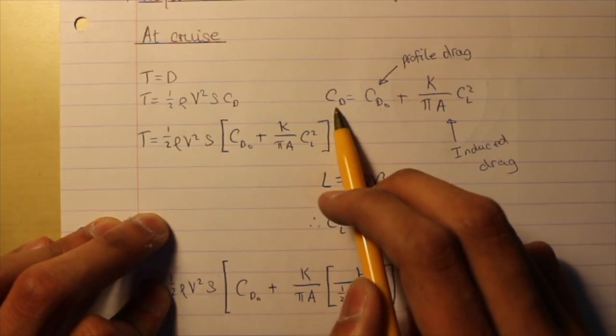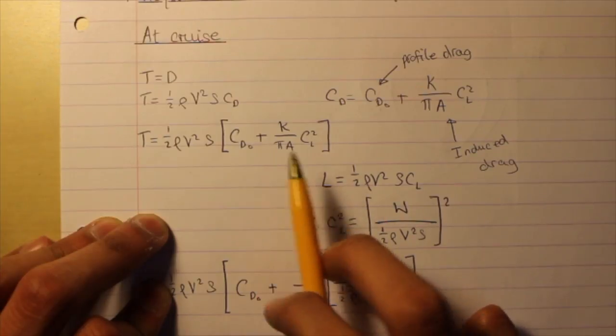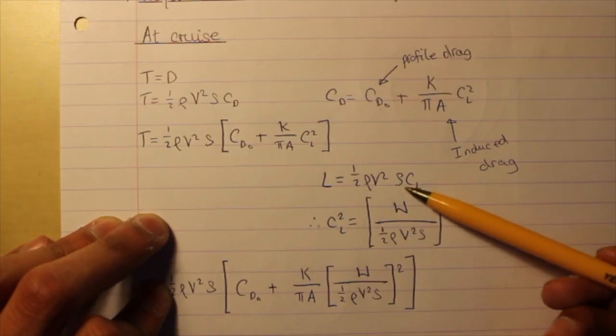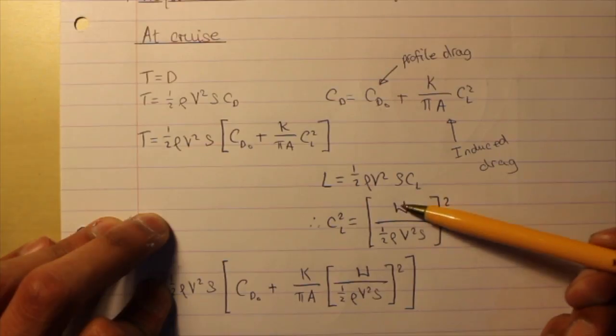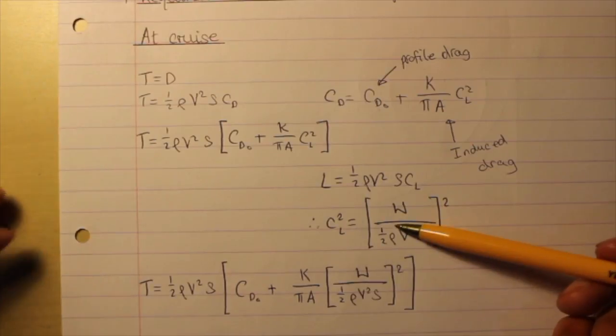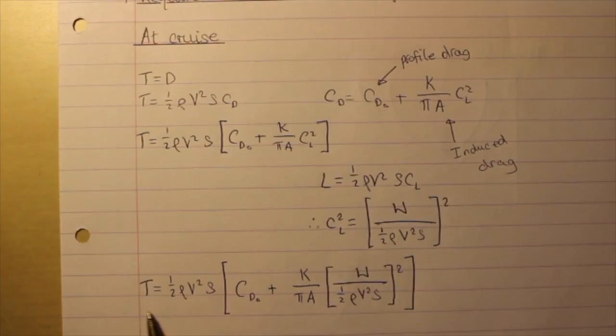So we put our coefficient of drag back into the thrust equation, and we get this. Now we also know that lift is equal to half rho v squared S CL. Rearrange to find CL and square it. So then we have W over half rho v squared S, all squared. Put that back into our thrust equation, and we get our final equation. That's this big bad boy. Now this, we can iterate to find our maximum velocity at maximum thrust.